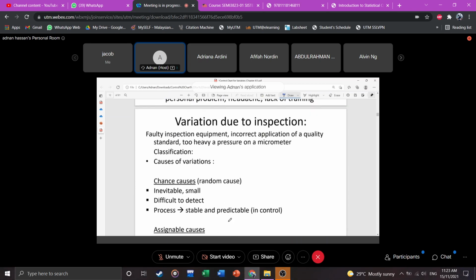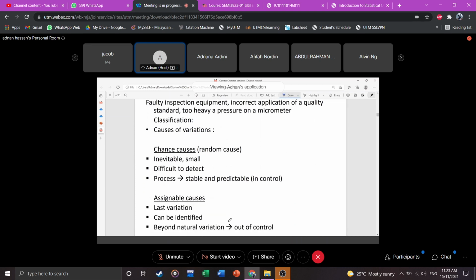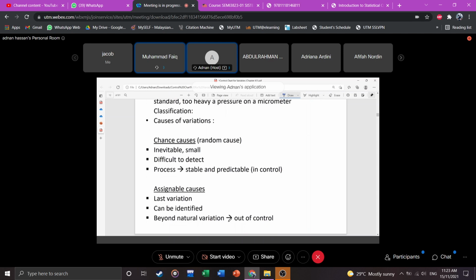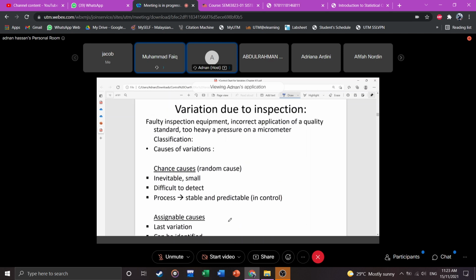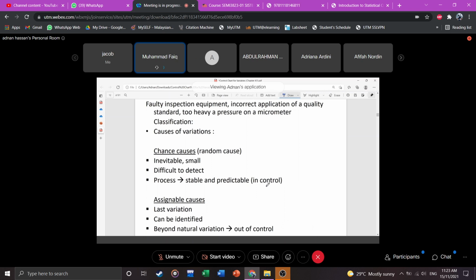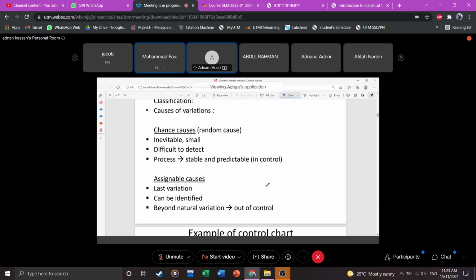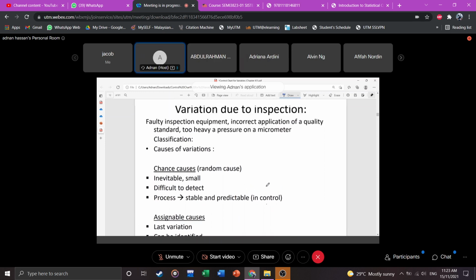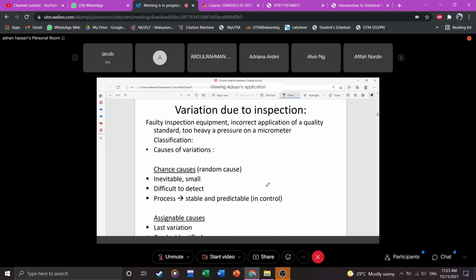So, Assalamualaikum, Doctor. Sorry to interrupt you. Can I ask something? Have you shared the slide? You don't see the slide? No, I can see the slide. I mean, in PDF. Now you can see, right? Yes, can see. Later on, I will put it in e-learning. Okay, is that what you mean, Doctor? Yes, Doctor.